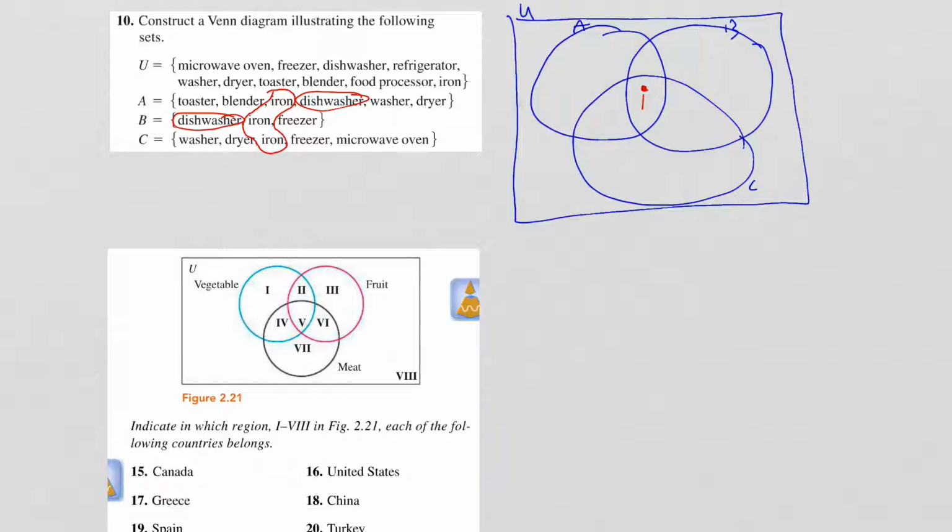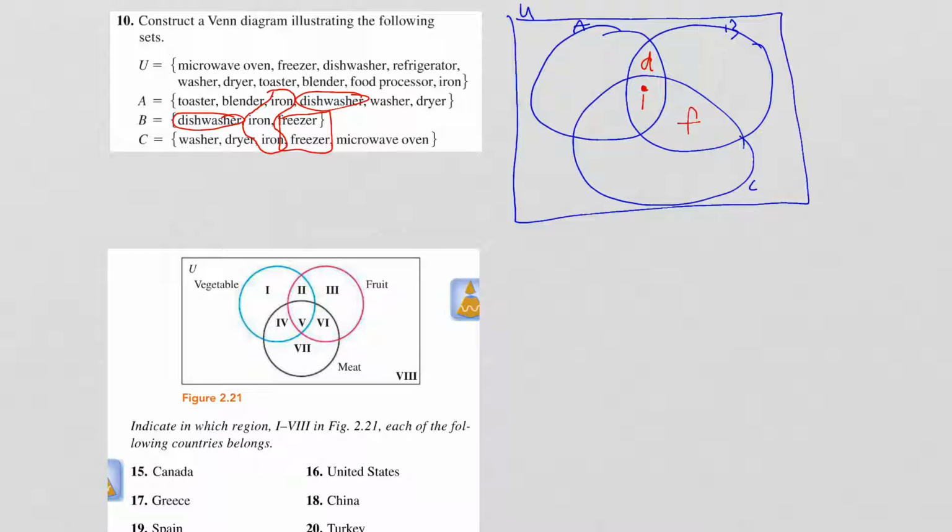So the dishwasher I'm just going to put up at the top as a D, since I don't have a lot of room. Then we're going to say, what do B and C have in common over here on the right petal? B and C would have freezer. By the way, A and B has iron in common, but we already have it in the center, so we're looking for additional items. B and C would also have freezer.